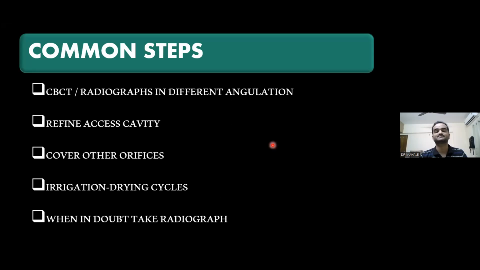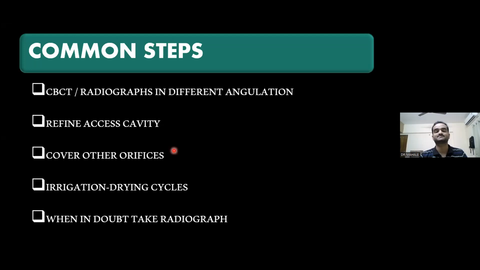Before that, we have to take either a CBCT or radiographs in multiple angulations to reveal the file location in relation to curvature, length, etc. There are a whole lot of advantages when you take a CBCT. You can see which wall the file is against, and whether there are any spaces adjacent to the file, and it gives a complete 3D visualization of the file in the canal. Then we should refine the access cavity to allow better visualization and manipulation of the canal.